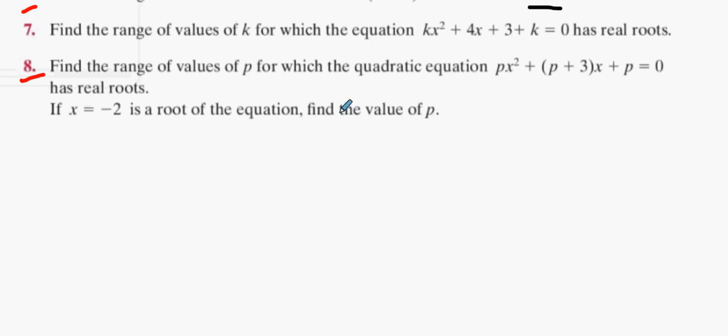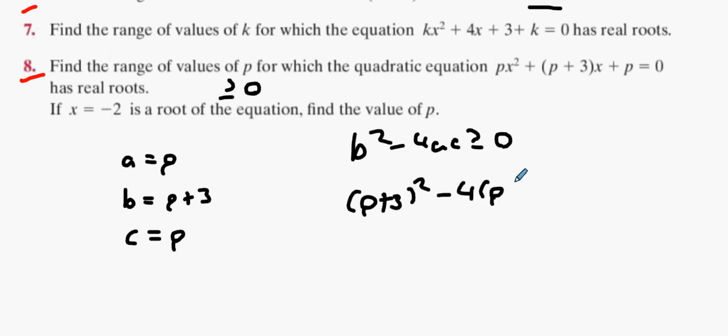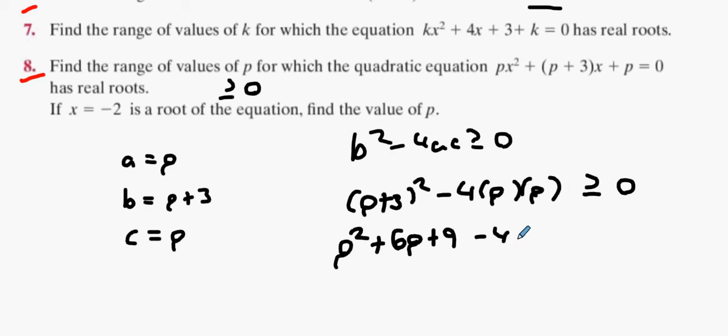Real roots greater than or equal to 0, yeah? Pretty much what we did already. A equals P. B equals P plus 3. C equals P. B squared minus 4AC greater than or equal to 0. P plus 3 squared minus 4 times P times P. P squared plus 6P plus 9 minus 4P squared.